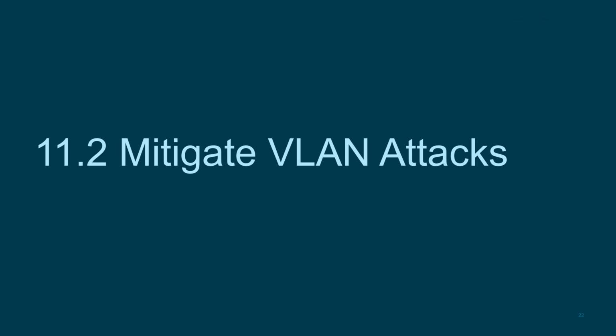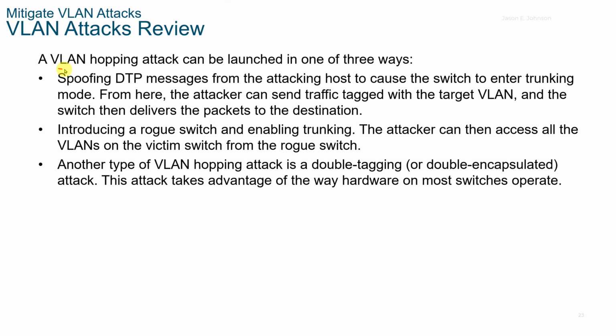11.2 Mitigating VLAN attacks. So a VLAN hopping attack can be launched in one of 3 ways, and we've learned about this in a previous video, but we'll cover this here briefly. You can spoof the DTP messages from the attacking host to cause a switch to enter a trunking mode, and then from there the attacker can send traffic tagged with the target VLAN, and the switch then delivers the packets to the destination. You can also introduce a rogue switch and enable trunking.